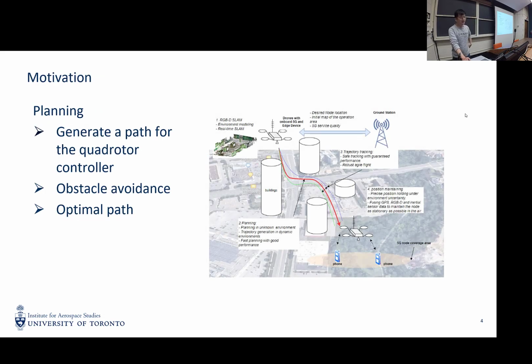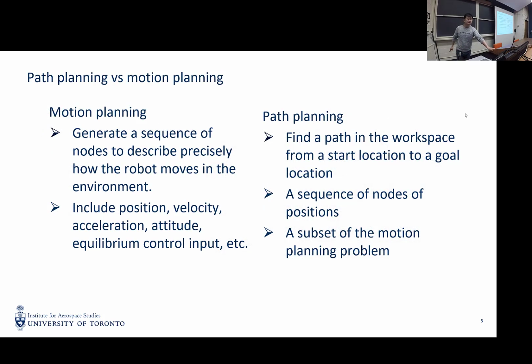So the planning is used for generating a path for the quadrotor controller, following specific mission requirements. For example, the planning should have the capability of generating optimal or suboptimal paths while achieving obstacle avoidance.